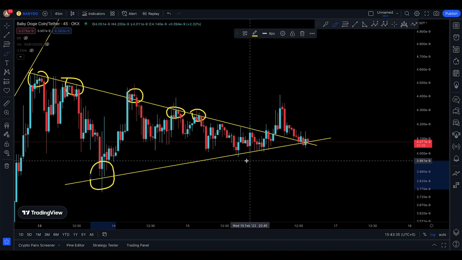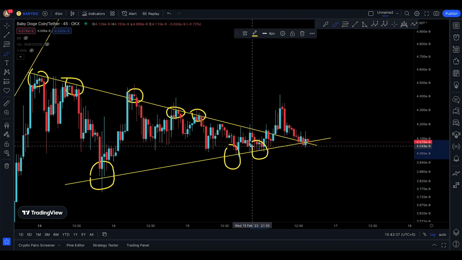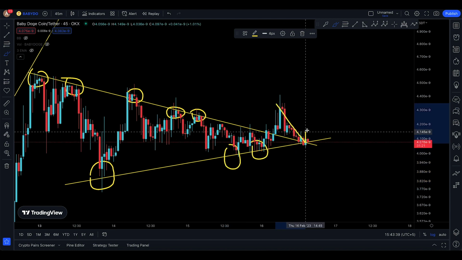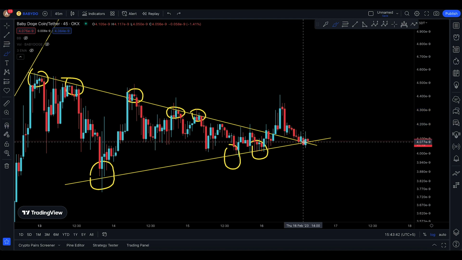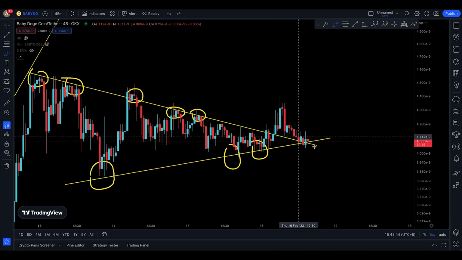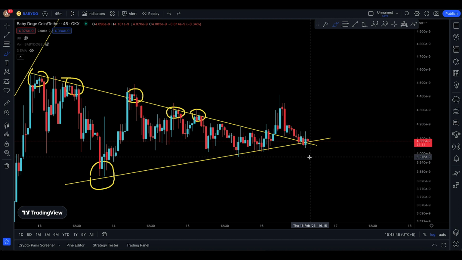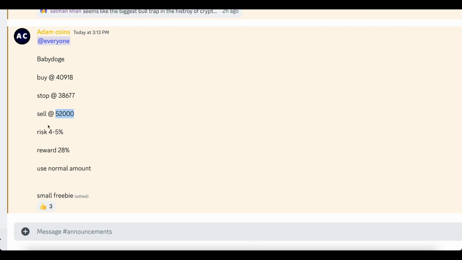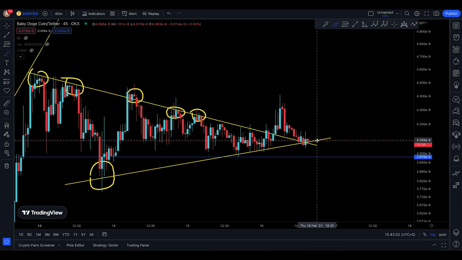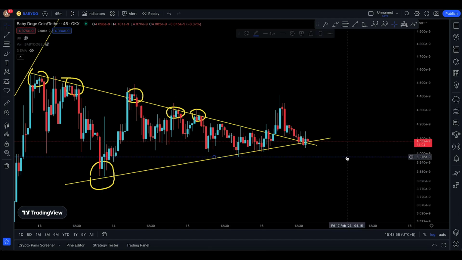We have one touch here, second touch there, several touches here, and you've come down and you're really at the junction point. So this is like the junction where you really don't want to come below 3.976, and I do have my stop loss at 38677 basically. So it's just a little bit lower to prevent any stop hunts. And yeah, so let's see.